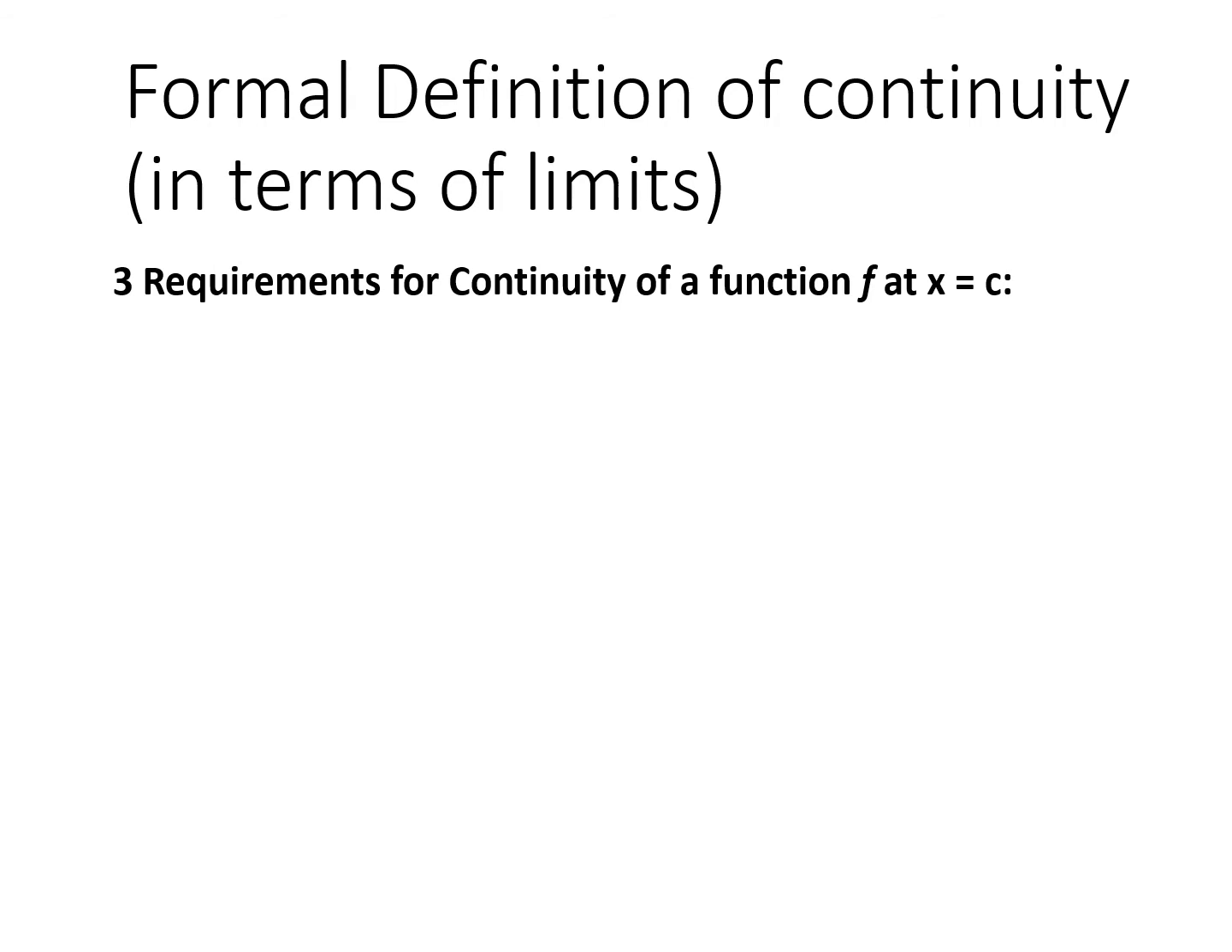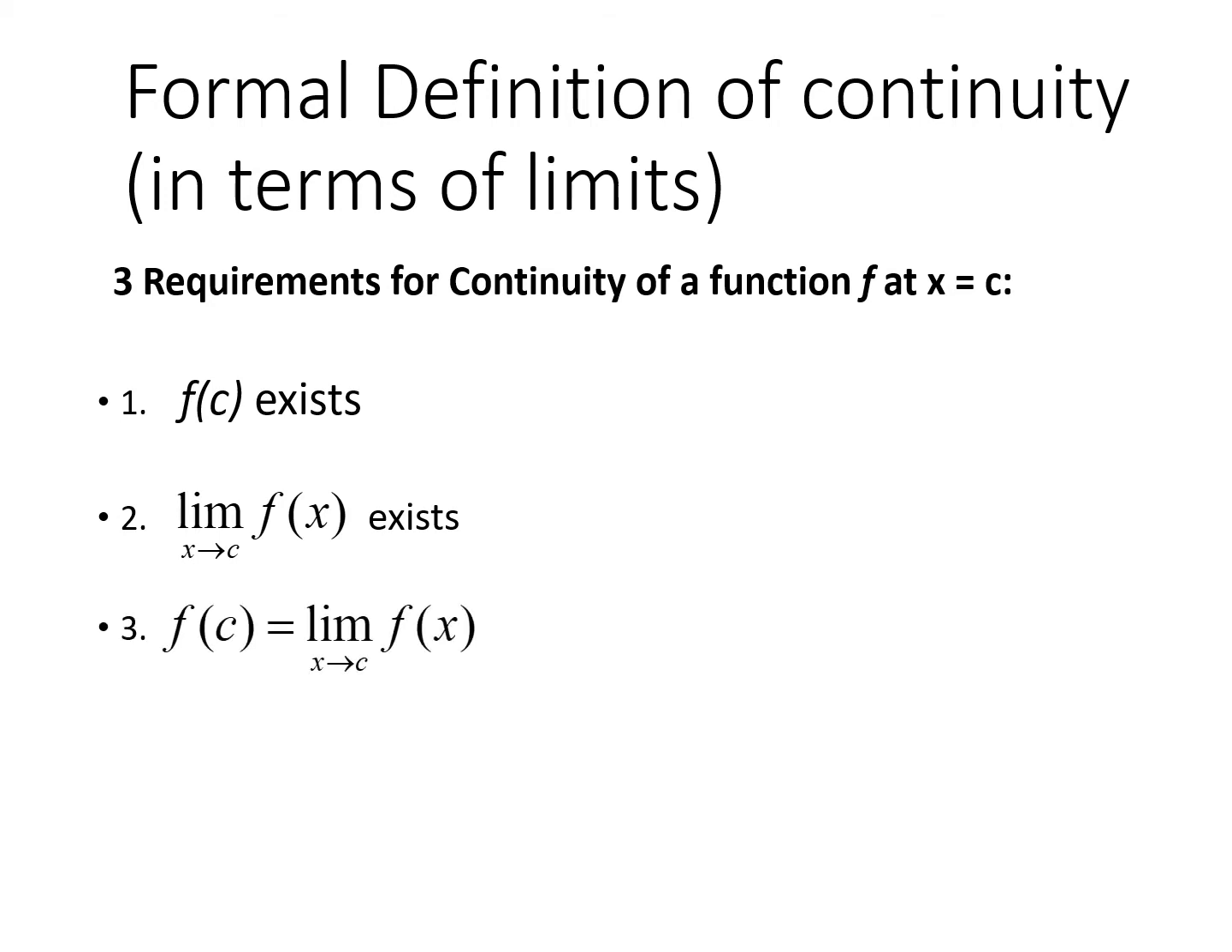There are 3 requirements. I often say write them down like a checklist and make sure that it meets all those parameters of the checklist. First one, f of c must exist. Second one, the limit as x approaches c of f of x must exist. And the third one is f of c must equal the limit as x approaches c of f of x.